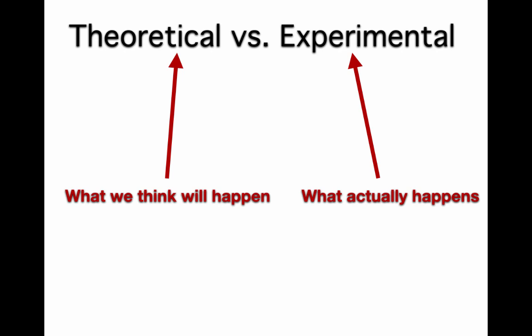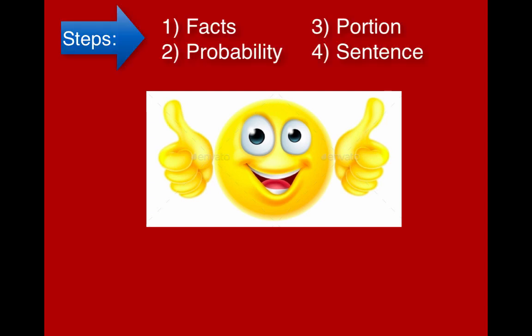Experimental would be if I actually went and played the game. If I actually went and did the spinner to see if I could win. If Mrs. Borst actually went and played the Go Fish game, that would be experimental. So you see the difference between them? Alright guys, wrapping up this video, just remember there are 4 steps to the process. Writing out the facts, figuring out the probability, writing it as a decimal and a percent, and then getting that sentence written. So, like I said, there's 4 steps to the whole process.